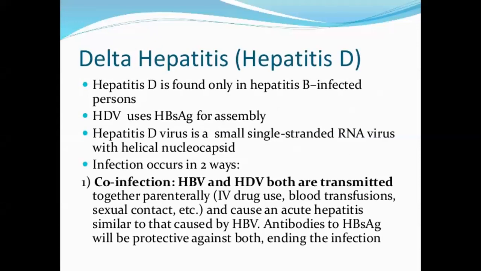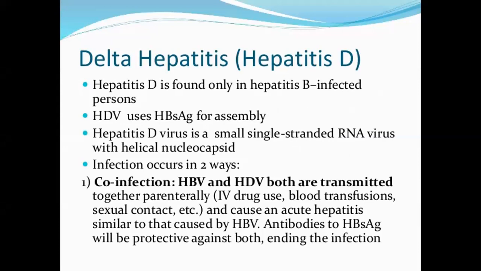So, what comes next is delta hepatitis or hepatitis D. Hepatitis D is found only in hepatitis B infected persons. The hepatitis D virus uses hepatitis B surface antigen for assembly. Hepatitis D virus is a small single-stranded RNA virus with a helical nucleocapsid. Infection occurs in two ways.